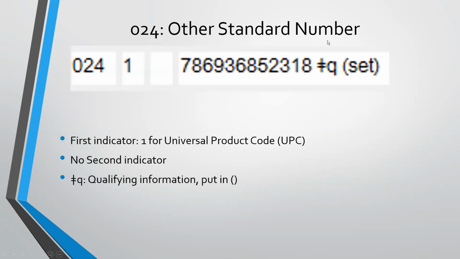024, other standard number. So with books, 020 ISBN numbers are really important for tracking what you're looking at. In this case, we've got first indicator 1 for a UPC code, universal product code, and here we have that number, which you will usually find somewhere on the disk, on the case for the disk itself. And here we've got a subfield Q for qualifying information. This is the UPC code for a set.